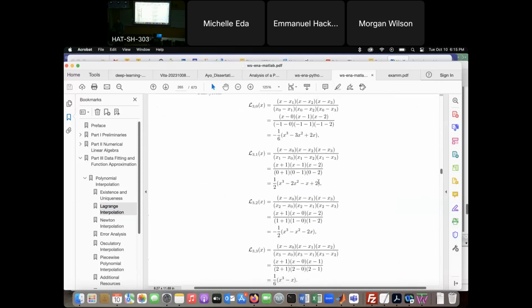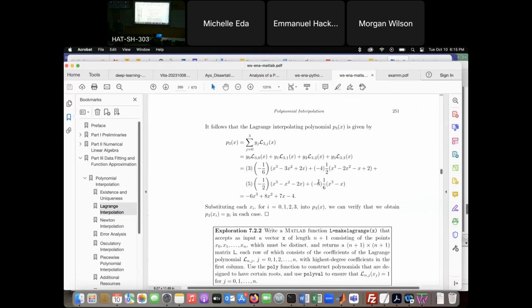And again, you can go to this example, and this should be the output of your function. So you should just have a row vector. One row vector.